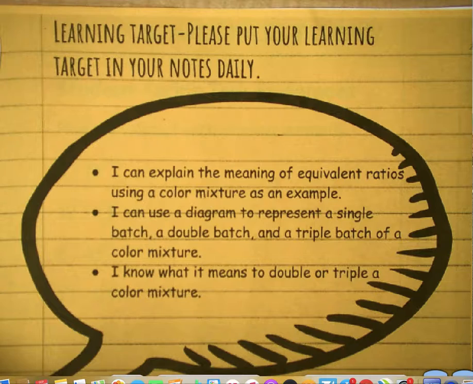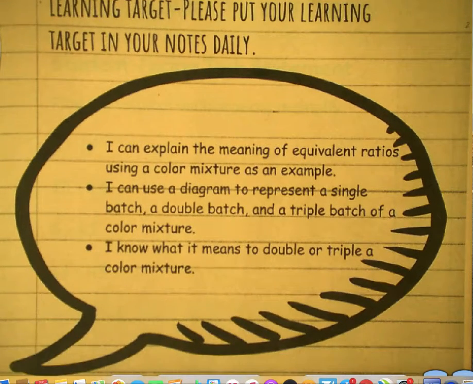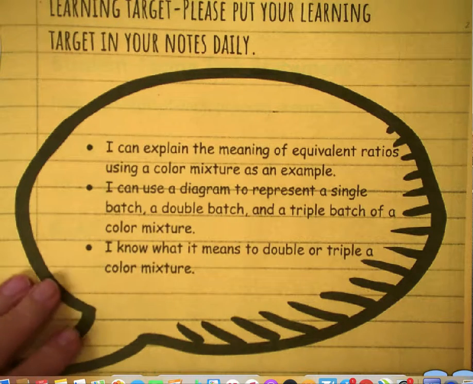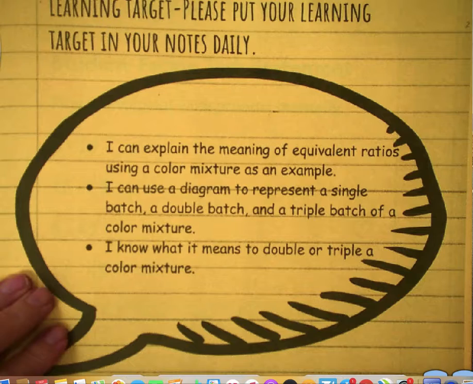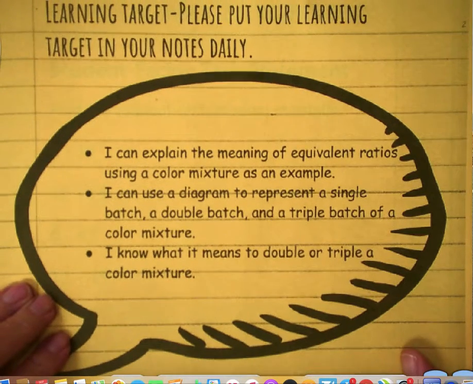Okay. Your learning target today is kind of lengthy again. You can pause the video while you copy these down. I can explain the meaning of equivalent ratios using a color mixture as an example. I can use a diagram to represent a single batch, a double batch, and a triple batch of a color mixture. And we actually did some of that yesterday, so this is not new for you. And I know what it means to double or triple a color mixture. And doubling and tripling a color mixture is not really any different from doubling and tripling a recipe. So I want you to pause the video so you can write down your learning target.